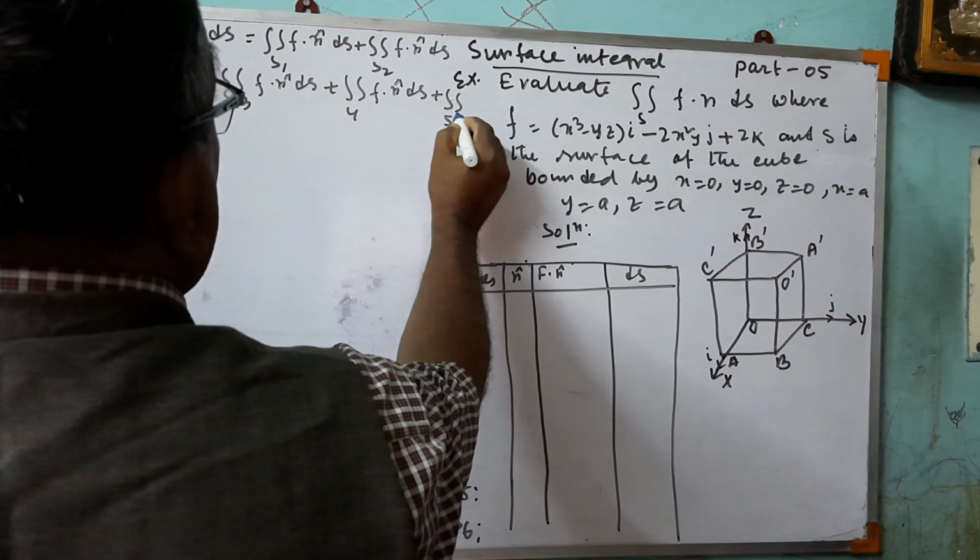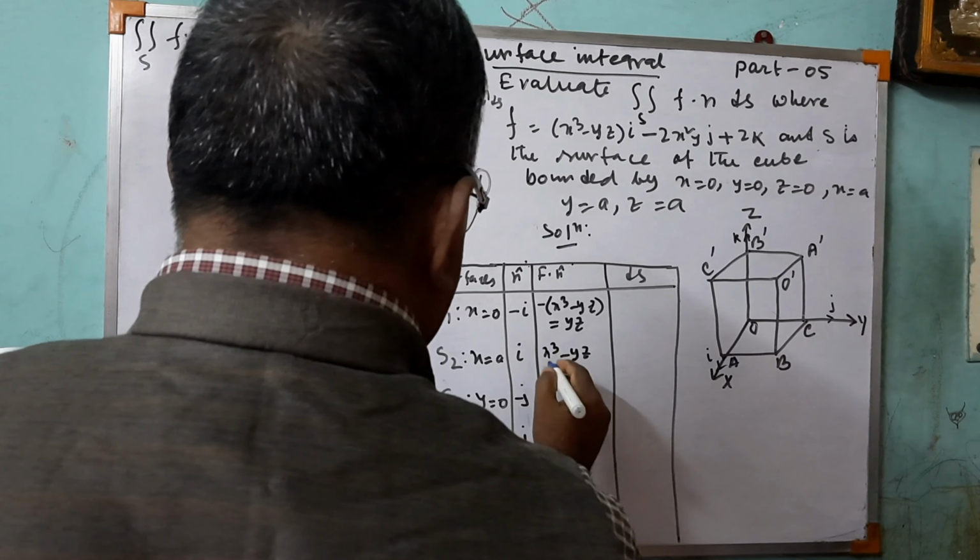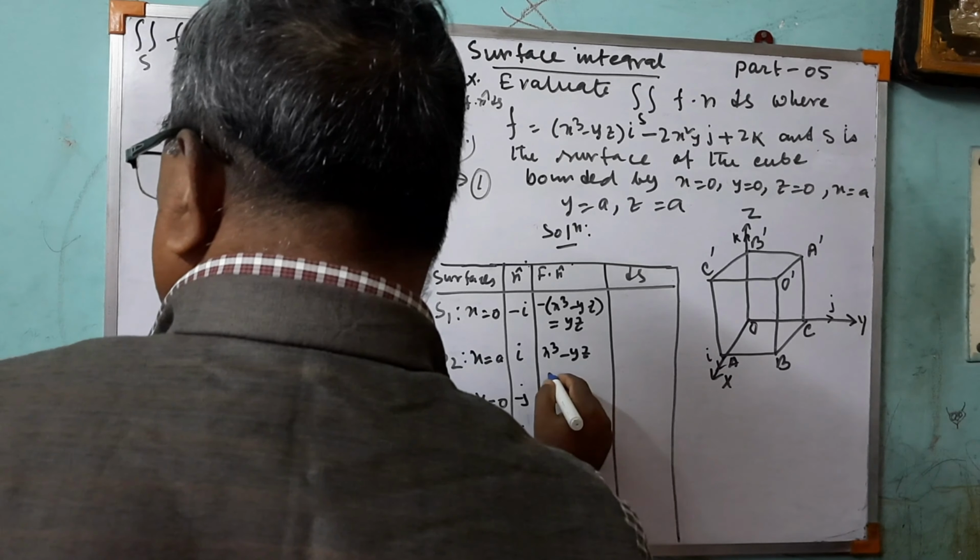F dot n is minus of x cube minus yz. When x equal to 0, the minus minus becomes plus, so it will be yz. Try to understand, okay? It will be yz because I am putting x equal to 0 here. For the other face, f dot n is x cube minus yz, and with x equal to a, it will be a cube minus yz. Try to understand, a cube minus yz.